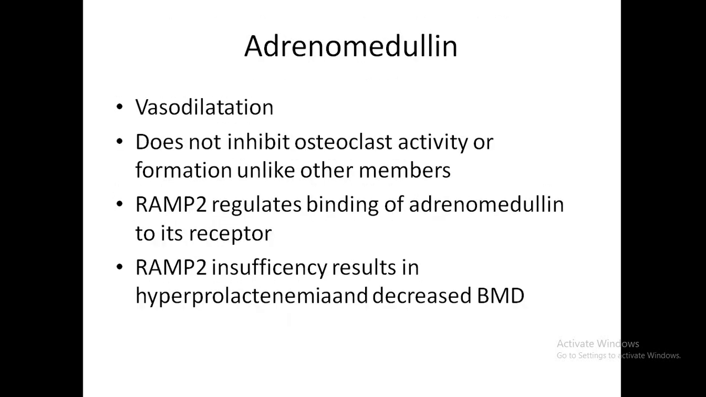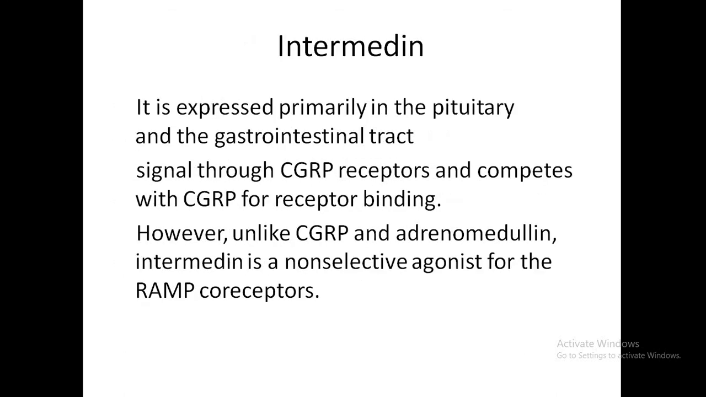Adrenomedullin is another member of this class, and it causes vasodilatation. It does not inhibit osteoclast activity or formation, unlike other members. And RAMP2 regulates the binding of adrenomedullin to its receptor, and RAMP2 insufficiency has been found to result in hyperprolactinemia and decreased bone mineral density. And Intermedin is expressed primarily in the pituitary and gastrointestinal tract, and it signals through CGRP receptors and competes with the CGRP for receptor binding. It is a non-selective agonist for the RAMP core receptors, unlike the CGRP and adrenomedullin.